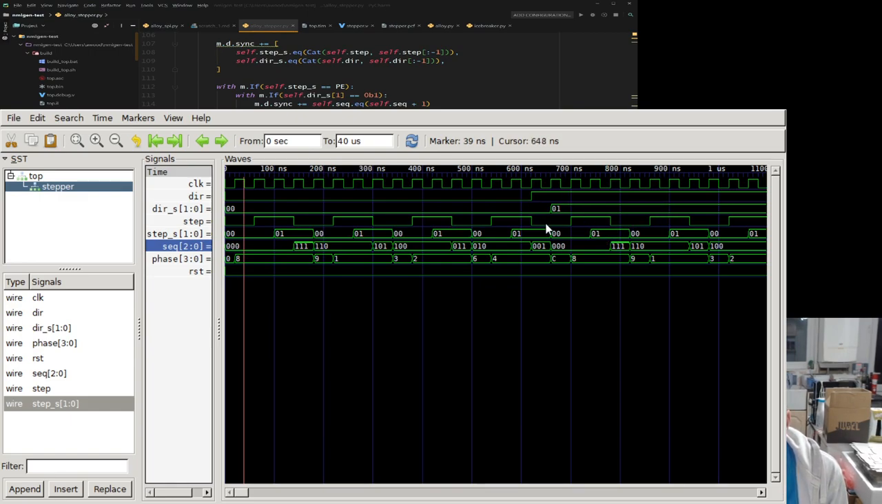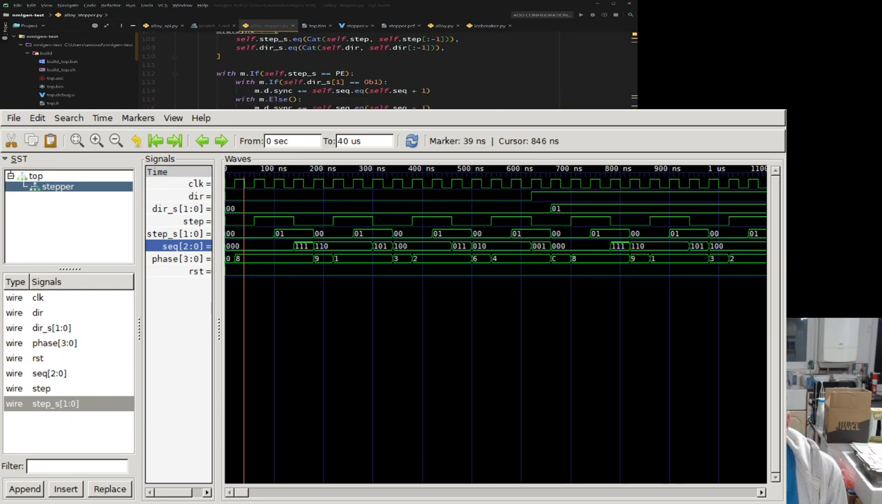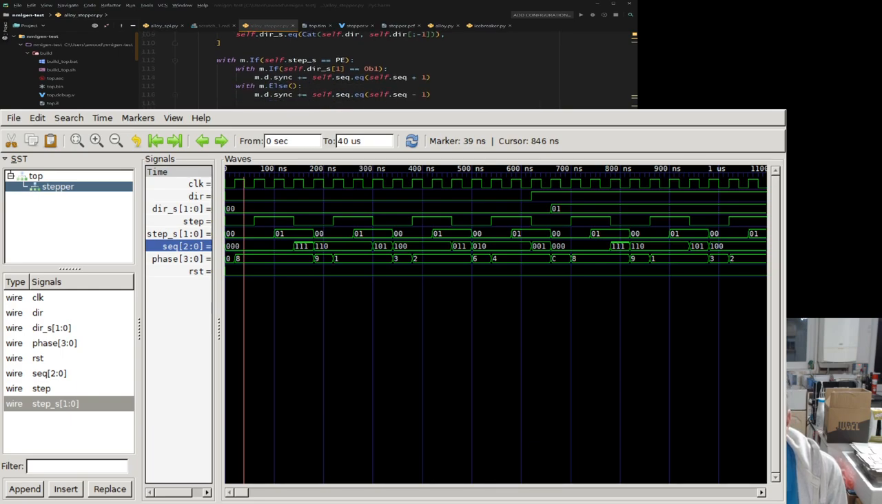Because at this point, the direction has changed. So let's just see what direction. Go 0, 0, 1. I have a bug. Let me see in the code. It's because I'm looking for bit 1 to be 1 when actually it's bit 0. Go! Save. Let me run that again.